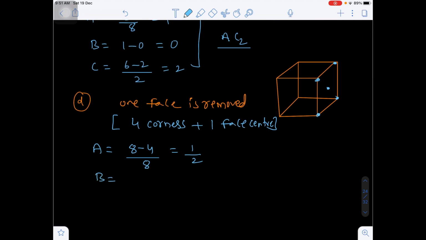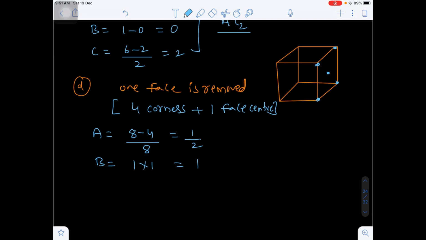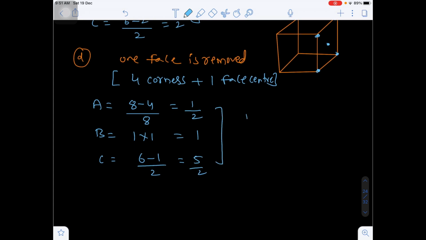Body center atoms, there will be no destruction, so 1 into 1, that will be 1. Now what about the face center particles? Total 6 face center particles, but here one face is removed, so one face center is also removed, so total face centers will be 5, and the contribution is still 1 by 2, so 5 into 1 by 2, that will be 5 by 2. So this is the ratio, 1 by 2 is to 1 is to 5 by 2.